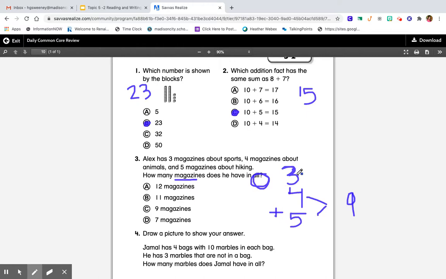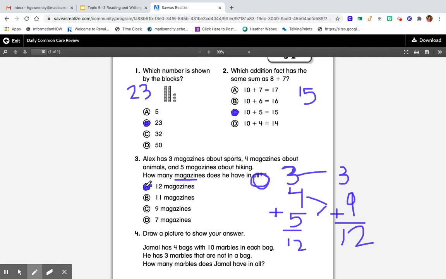Now I need to add the leftover 3. So what is 9 plus 3? 9 plus 3 is 12. So that means my answer is 12. 3 plus 4 plus 5 equals 12. So choice A, 12 magazines. Number 4, draw a picture to show your answer.